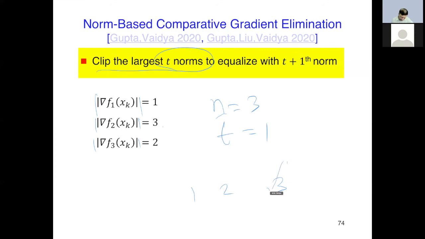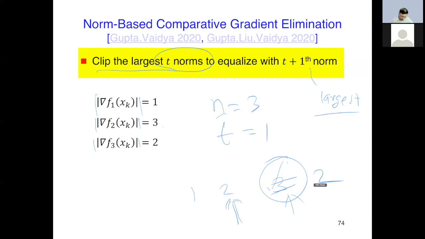Largest t in this case is, this particular norm is the largest, t equal to 1, and equalize it to t plus 1 at largest norm. So t plus 1 at largest norm in this example is this one. So the largest norm is this, the second largest norm is that. So you want to make this norm equal to 2.